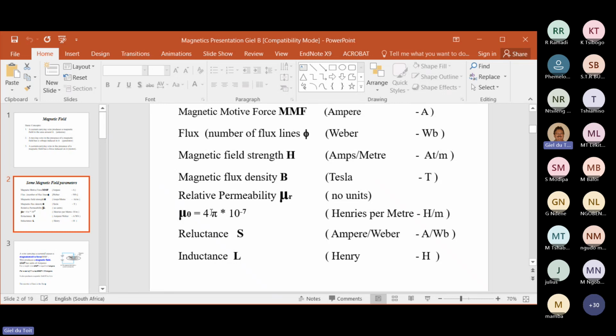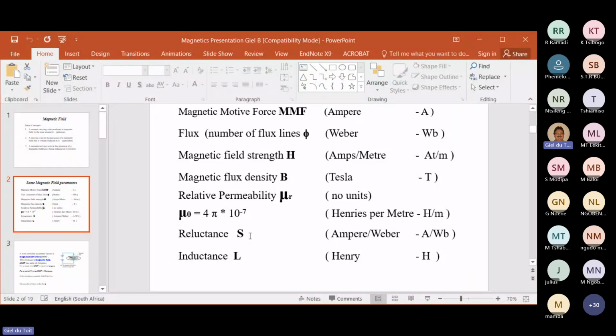So mu naught is the permeability of free air or of a vacuum. And usually wood and plastics are also very close to mu naught. It's about a millionth of henries per meter. So mu naught we measure in henries per meter, and it's 4 pi times 10 to the minus 7. You must know this constant. It's a constant and it never changes. Well, it changes slightly with temperature and so on.